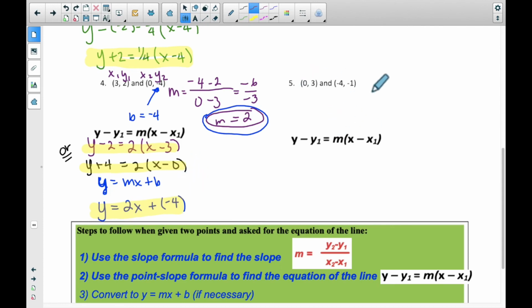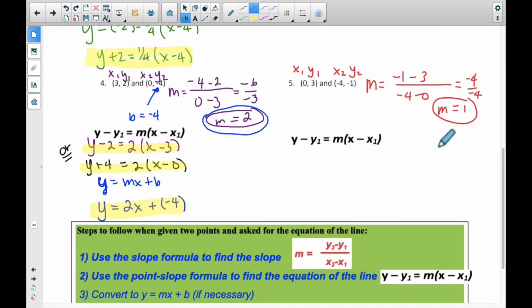Let's do one more like that. Let's find the slope. So let's label our pieces. So our slope is going to be negative 1 minus 3 over negative 4 minus 0. And that's negative 4 over negative 4, which reduces down to 1. And once again, since I can tell this one is a 0, 3, I know that that's my b.